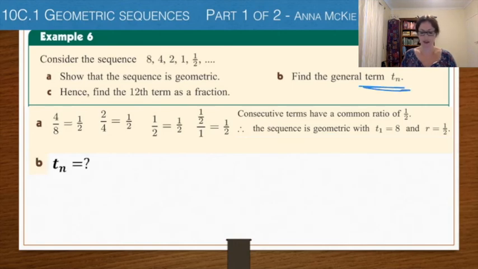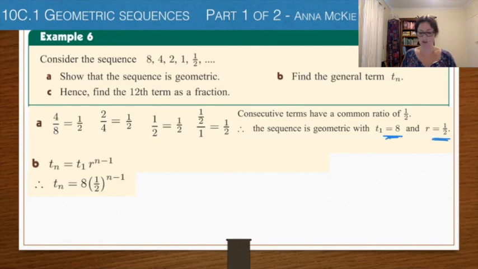Part B, find the general term. So casting your mind back to the formula that we need for the general term of Tn. That is defined as the first term multiplied by R, the ratio, to the power of n take 1. So let's substitute in the values that we know here. T1 is 8. Our common ratio is a half, all to the power of n take 1. So that's how you work out any term in the sequence.